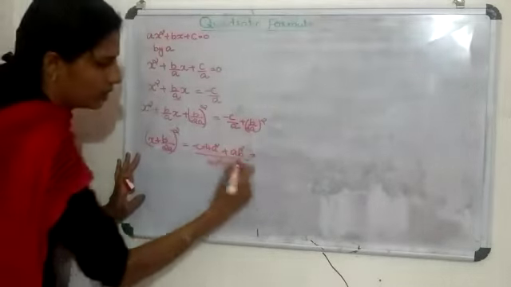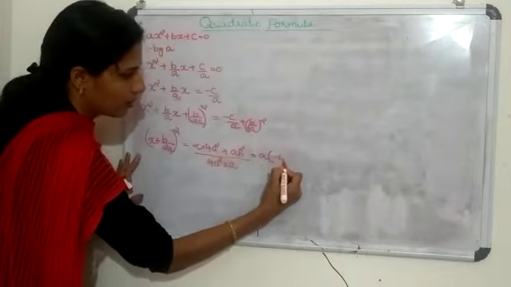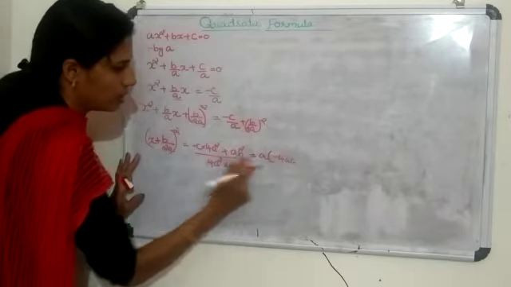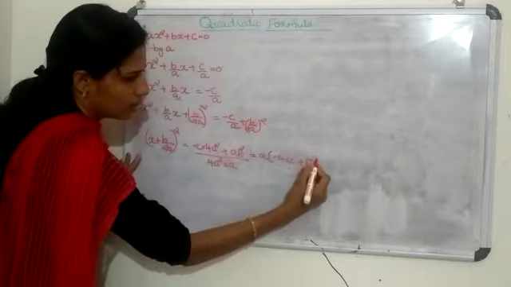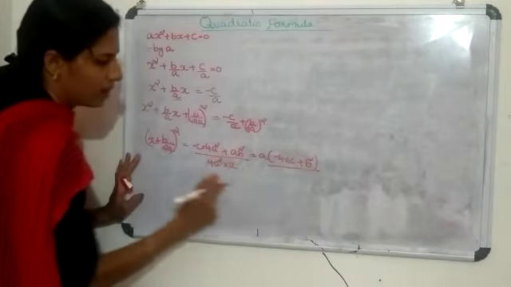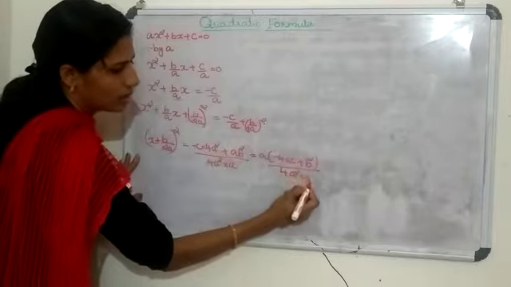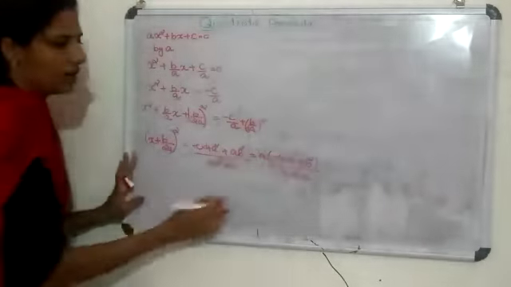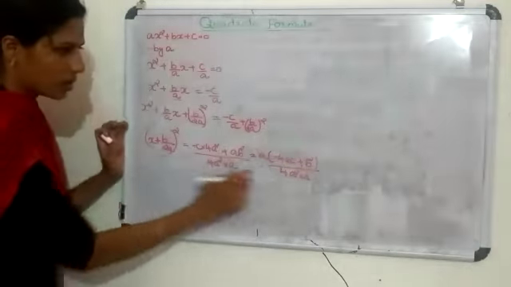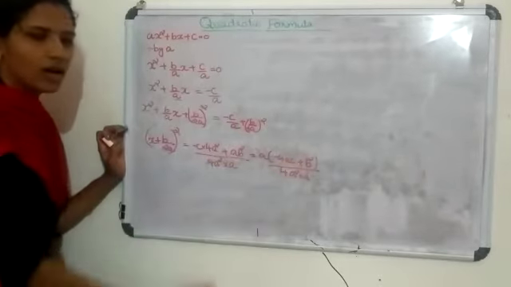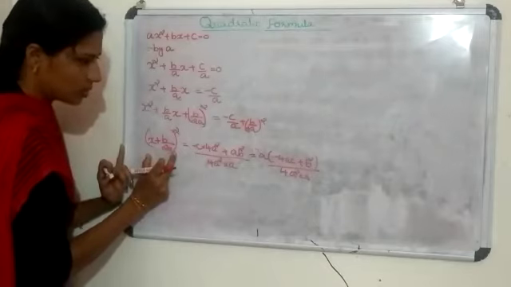Take a outside, we will get minus 4ac, with a outside, plus b square divided by 4a square into a. This a and this a will be cancelled. We will get the equation like this: x plus b by 2a whole square is equal to b square minus 4ac divided by 4a square. Okay, now this is a square.